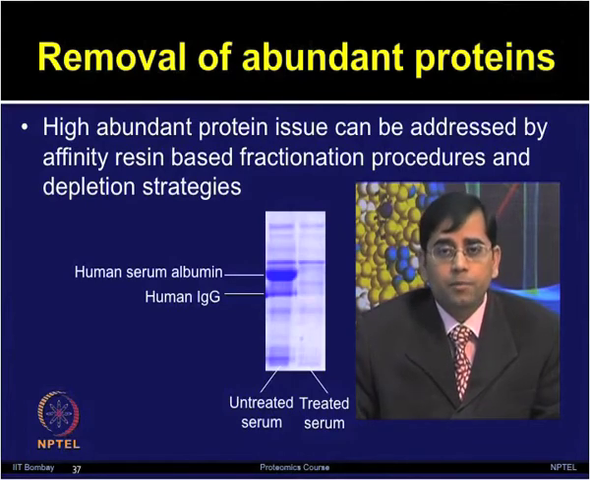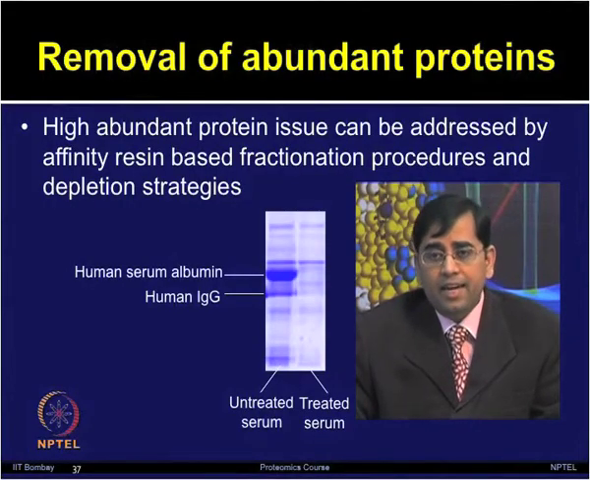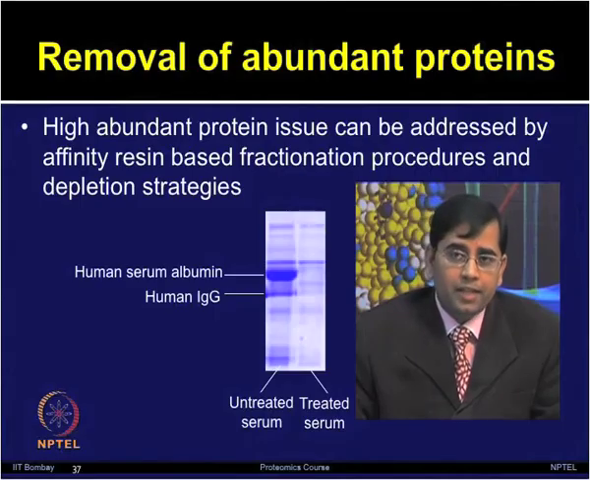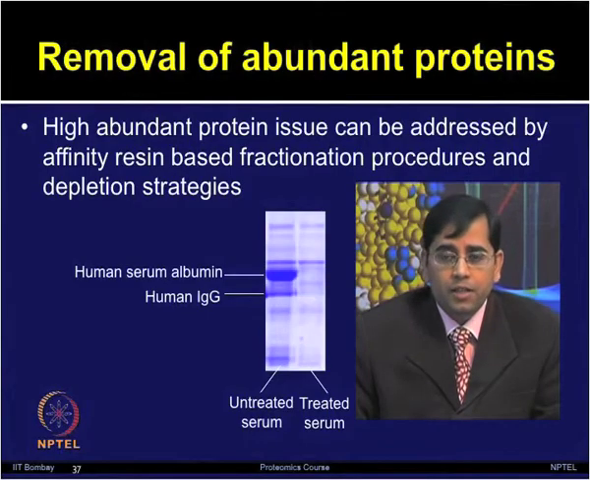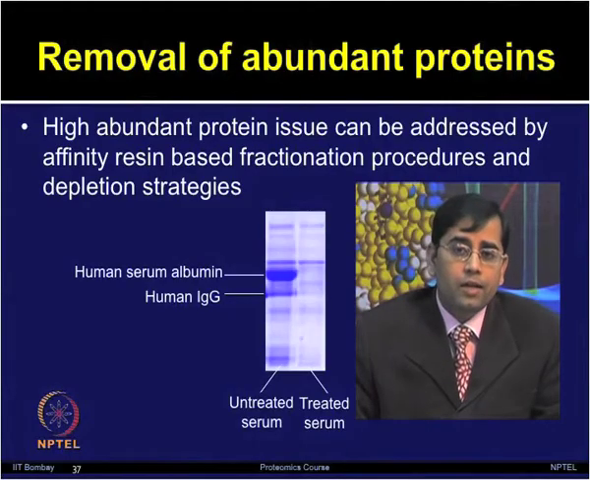high abundant proteins as shown in this image of an SDS-PAGE gel. The left lane is loaded with the untreated serum and the right lane is loaded with the treated serum. As you can see, some of the very high abundant proteins such as albumin and IgG are efficiently removed, which allowed some low abundant proteins to appear on the gel.